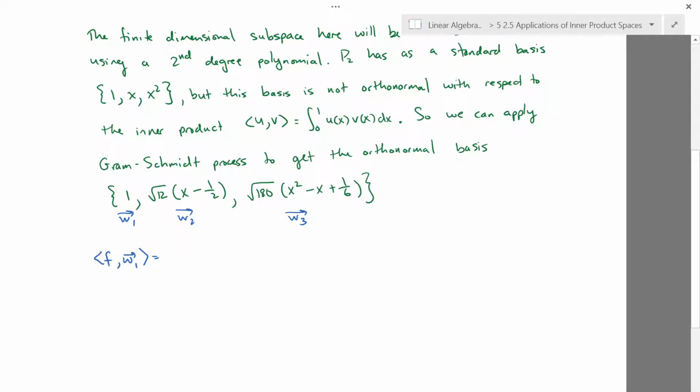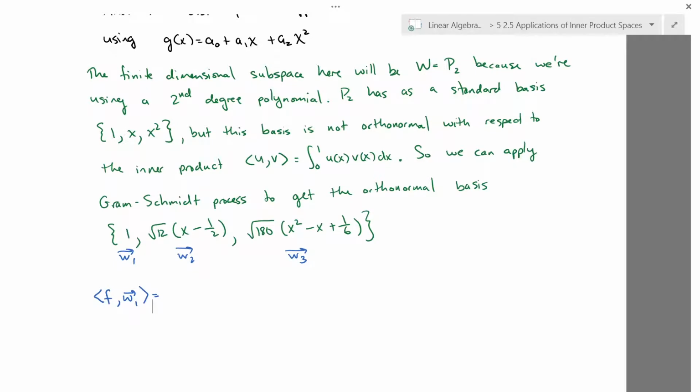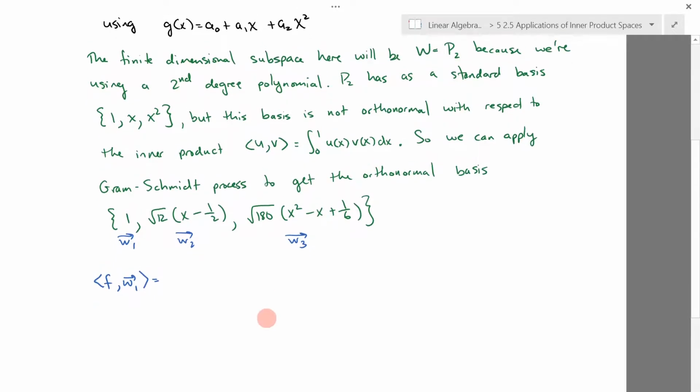Okay, so what is the inner product of f with W1, right? So we need to integrate from 0 to 1. F is the square root of x, times W1, which is just the function 1. And the square root of x, we can use the power rule to integrate, right? So the square root of x is just x to the 1/2 power.